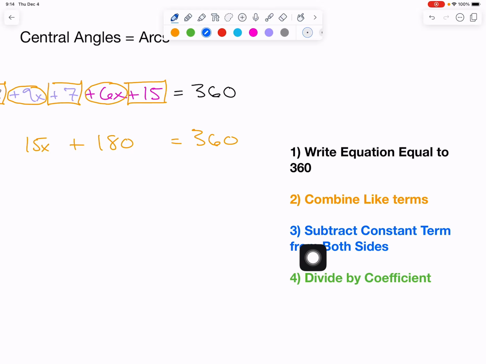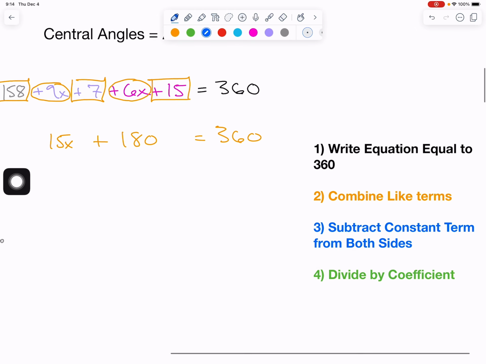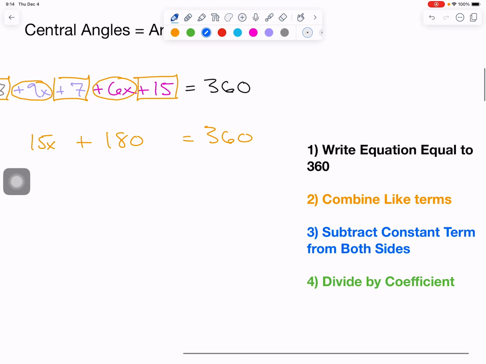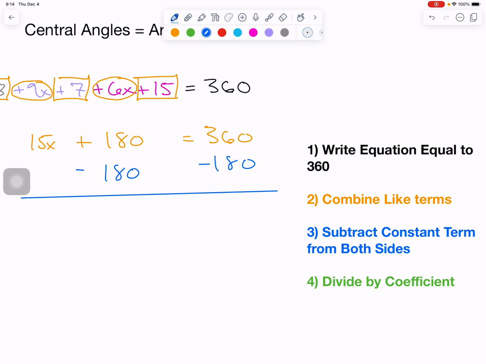Now sometimes we might be adding constant terms to both sides. If this were a negative 180, we would add 180 to both sides. But we will subtract the constant from both sides. It's day 1. I kind of want to break it down in its simplest form for us. So let's go ahead and subtract 180 from both sides in order to get that 15x by itself. We will bring down that 15x. 360 minus 180 gives us 180.